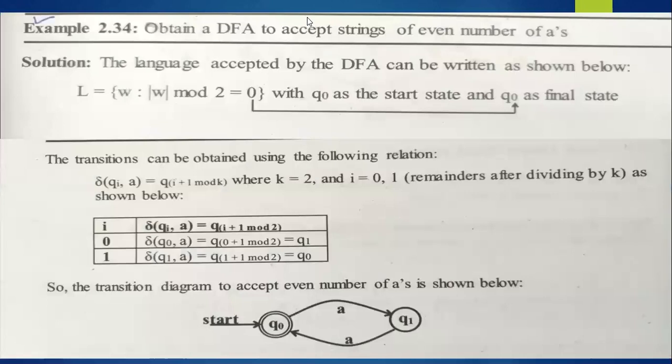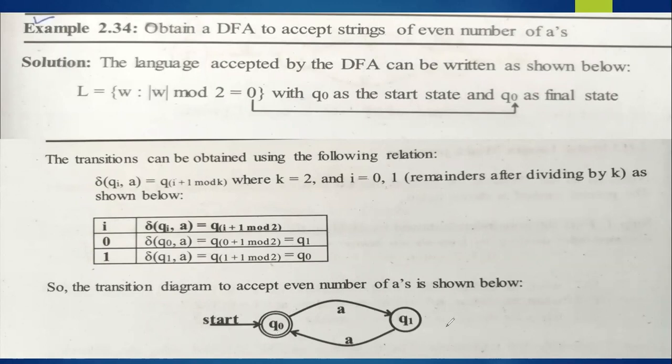Question number 1: obtain a DFA to accept strings of even number of A's. Simply, yes, it is possible to design a DFA for this particular question, strings with an even number of A's. You can observe.